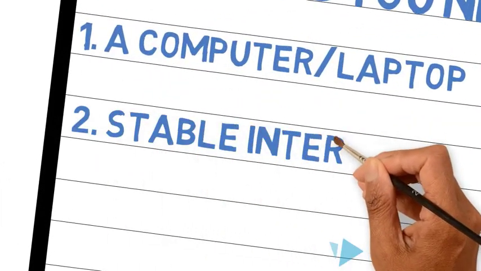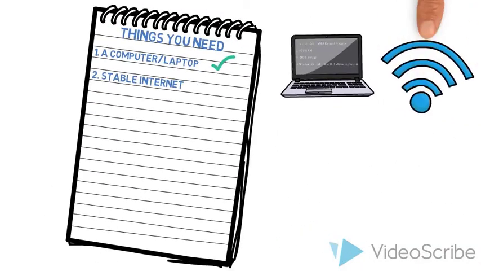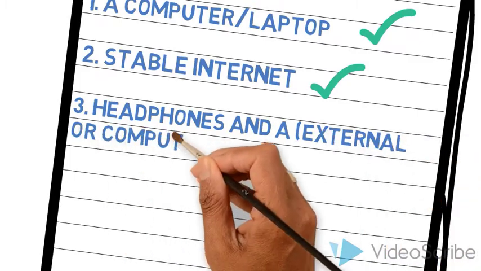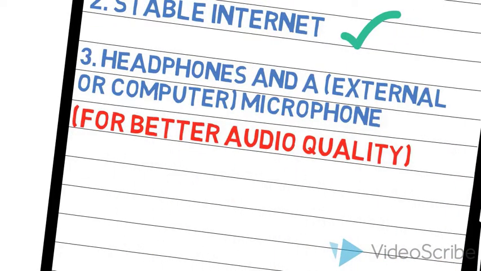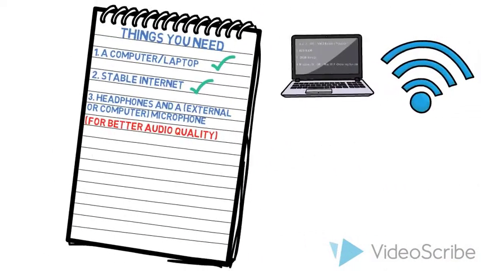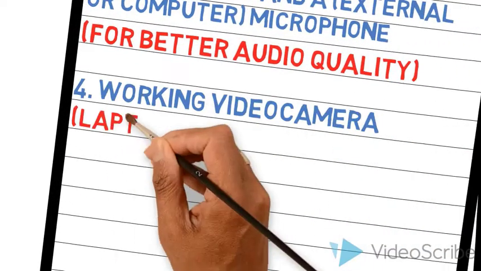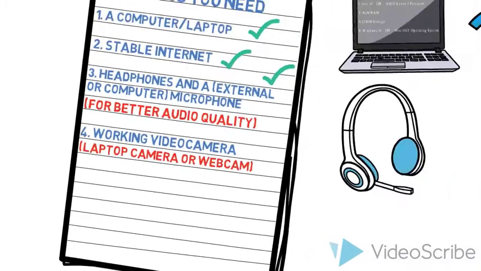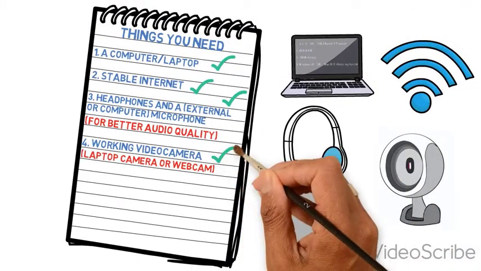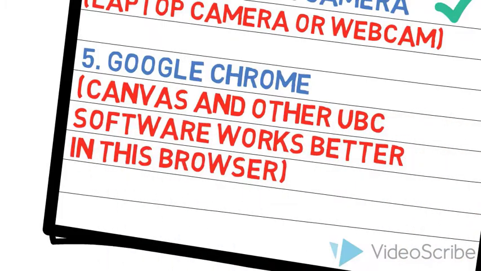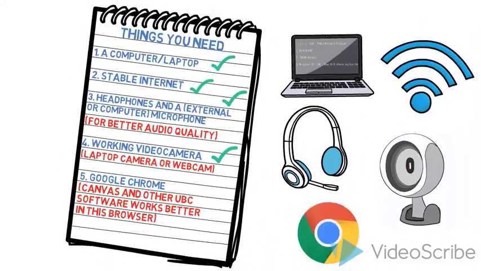Stable internet, headphones, and an external or computer microphone for better audio quality. A working video camera, either a laptop's or a webcam, and Google Chrome. Canvas and other UBC software works better in this browser.